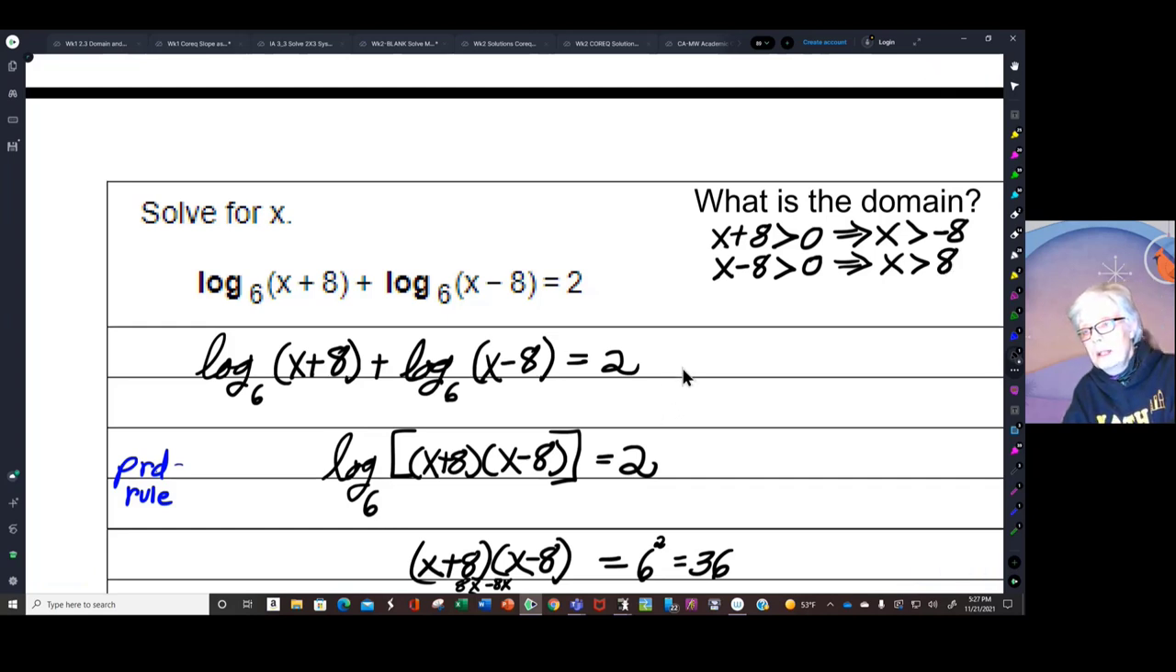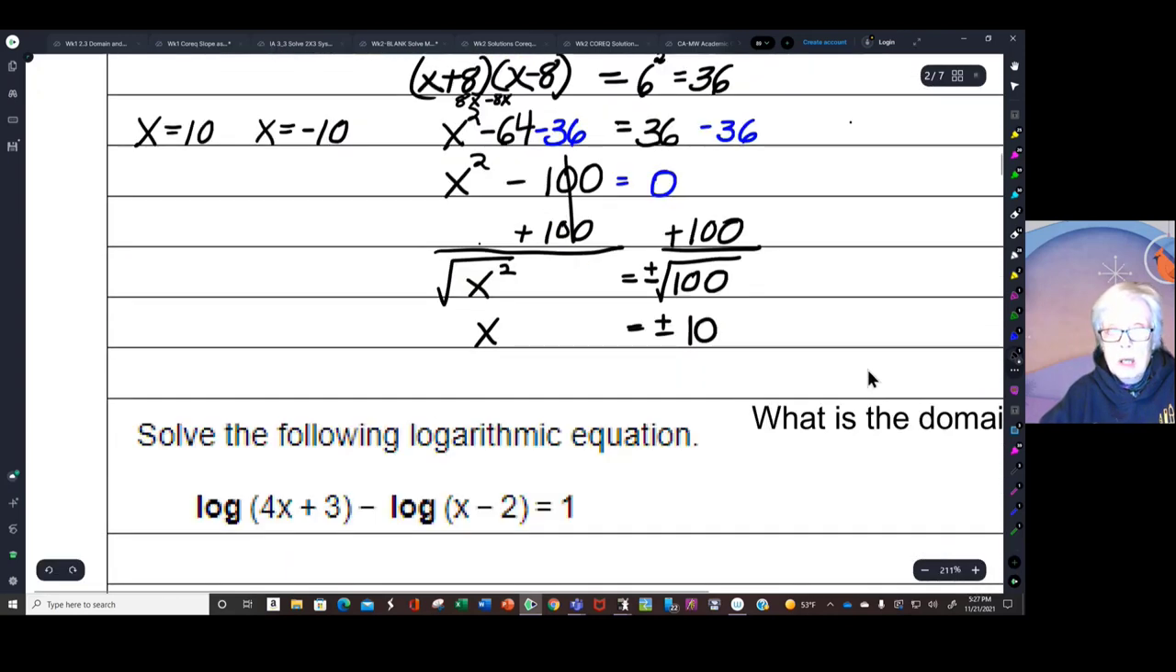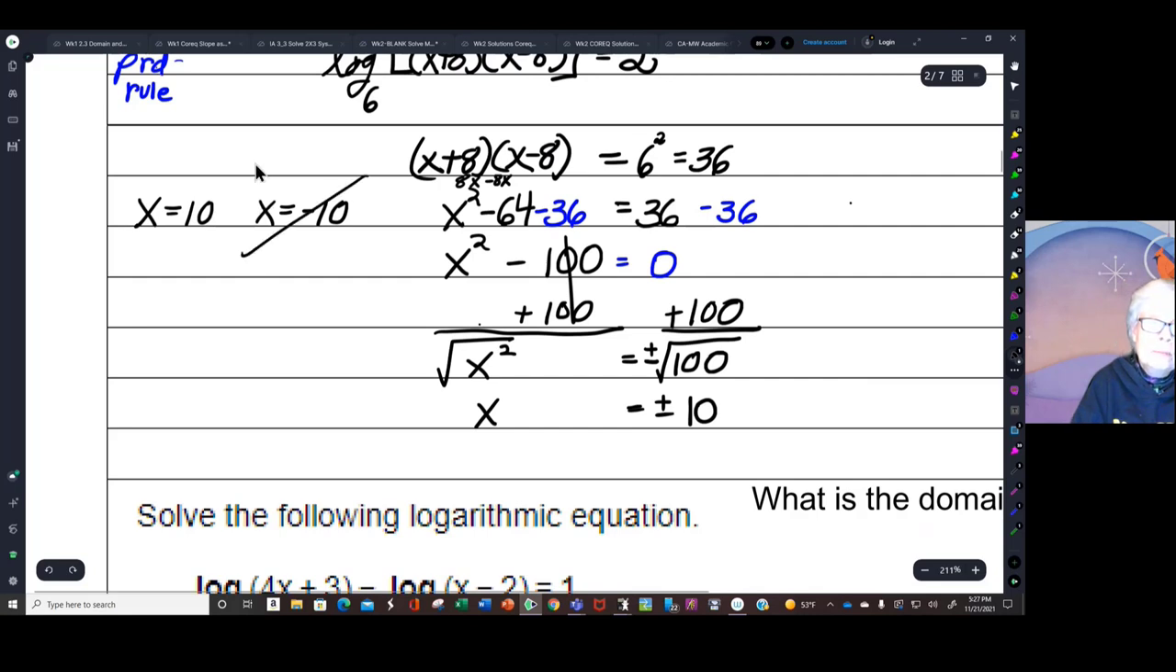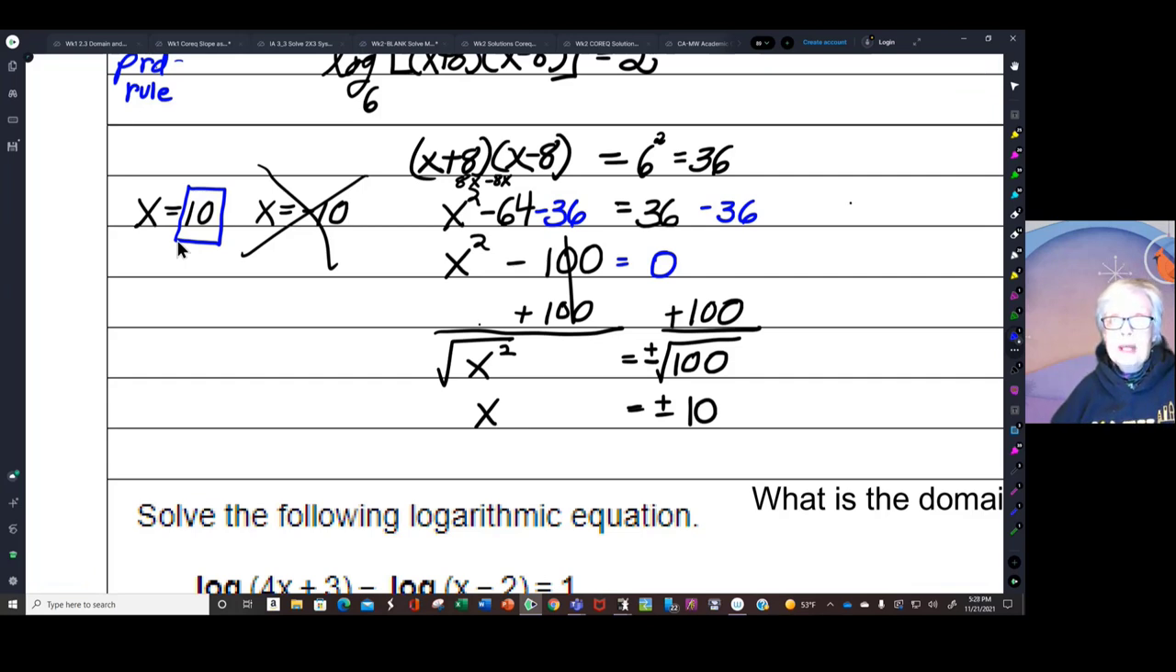Well, x has to be both greater than negative 8 and greater than 8, the only way to be greater than both is to be greater than 8, positive 8. So, whew, this goes, of course, boom, boom. But this works. 10 is greater than 8. So, x equals 10. See how it works? See how important it is that we find the domain first.